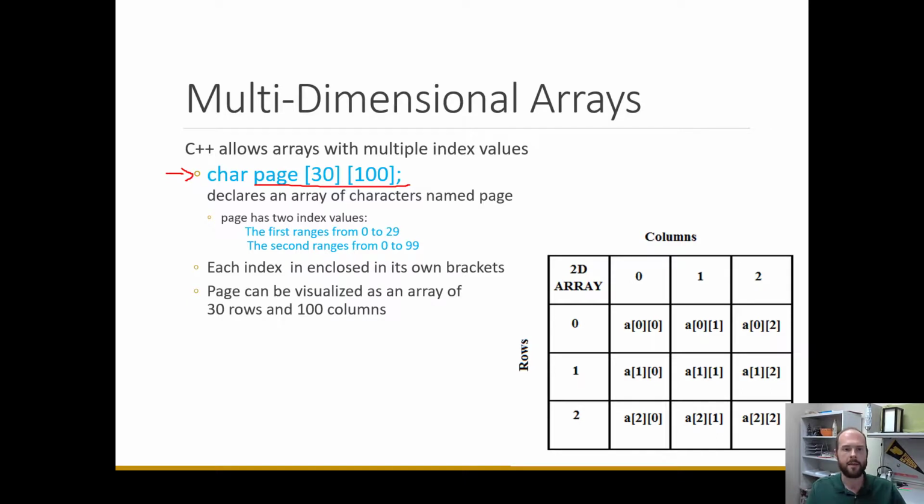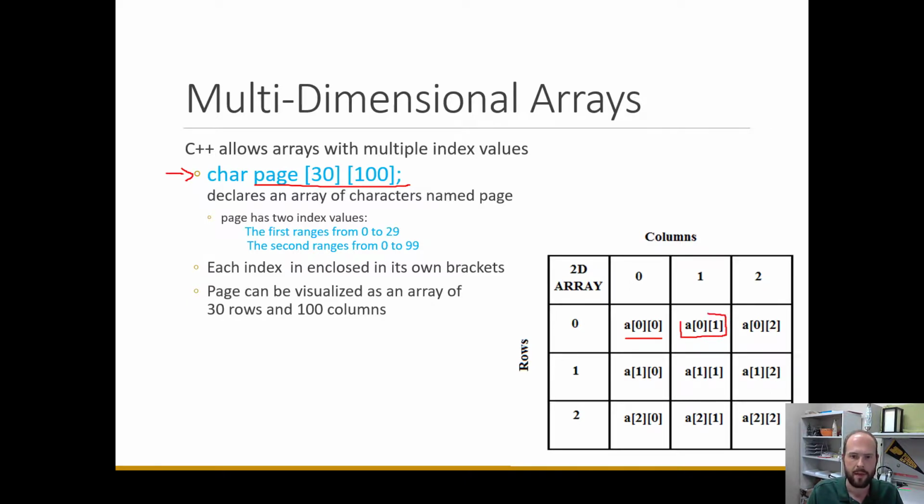So each index is enclosed in its own brackets when you're creating this. So this would be an array called page. All of the elements are of type character, and the indices are 30 in the rows and up to 99 in the columns, so 0 to 99, or 100 total. And to access those, you have to just indicate each array.